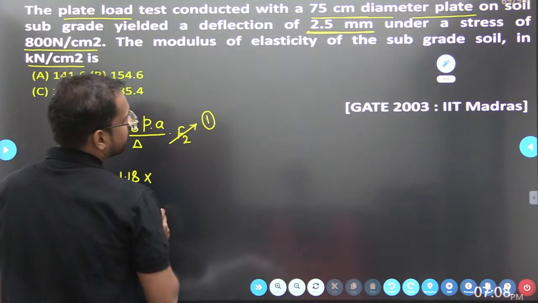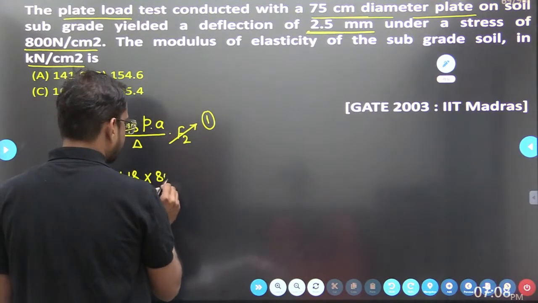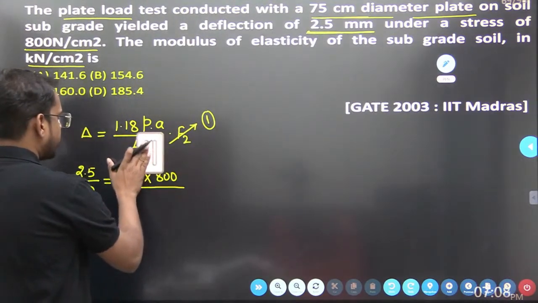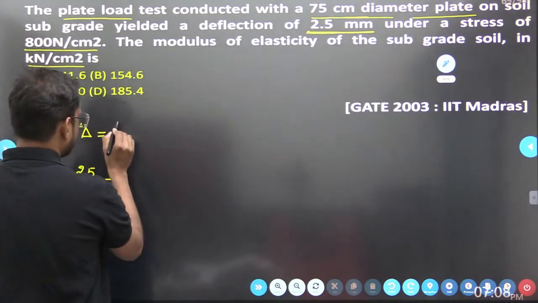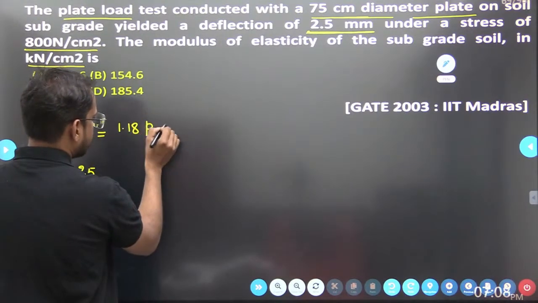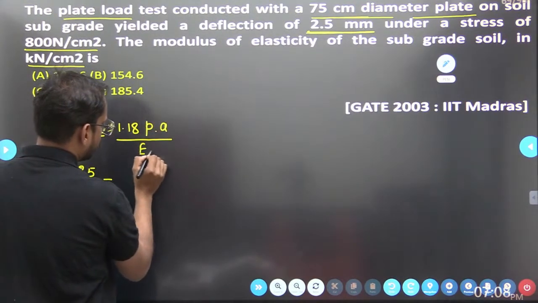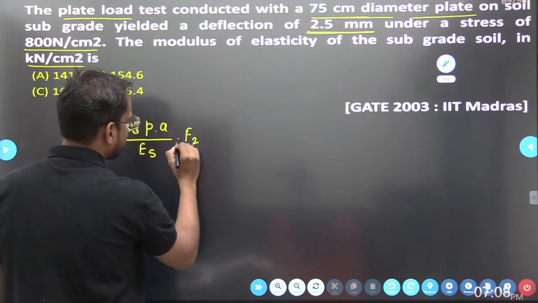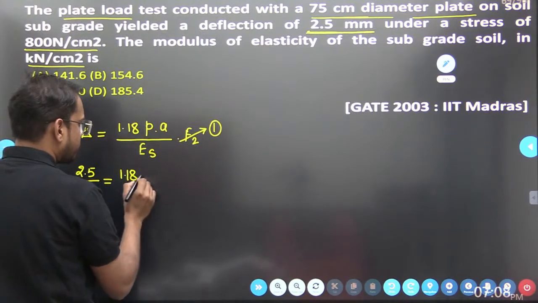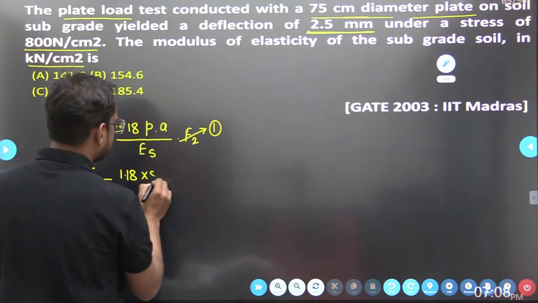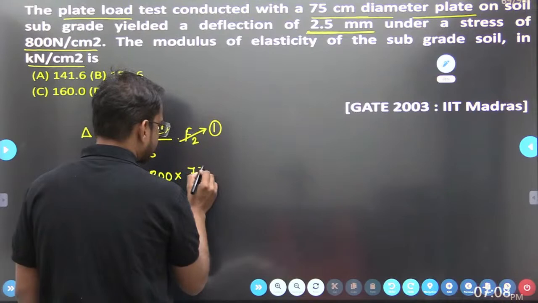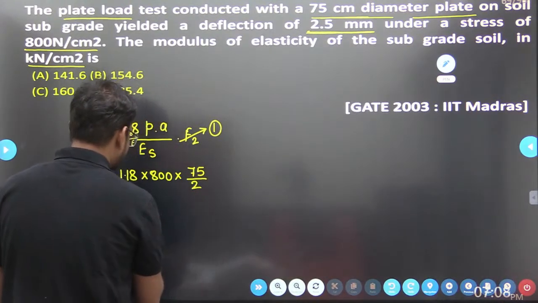What is the value of small p, my dear friend? The value of small p is 800 Newton per centimeter square. Sorry, the value is 1.18 small p into a upon Es multiplied by f2. This is the formula. We already know that f2 is not given, so you consider f2 equal to 1. Now you put the value: 1.18 multiplied by small p, the value of small p is 800, multiplied by small a, that means the radius. So 75 centimeter is the diameter, dividing by 2. This is the value of the radius.